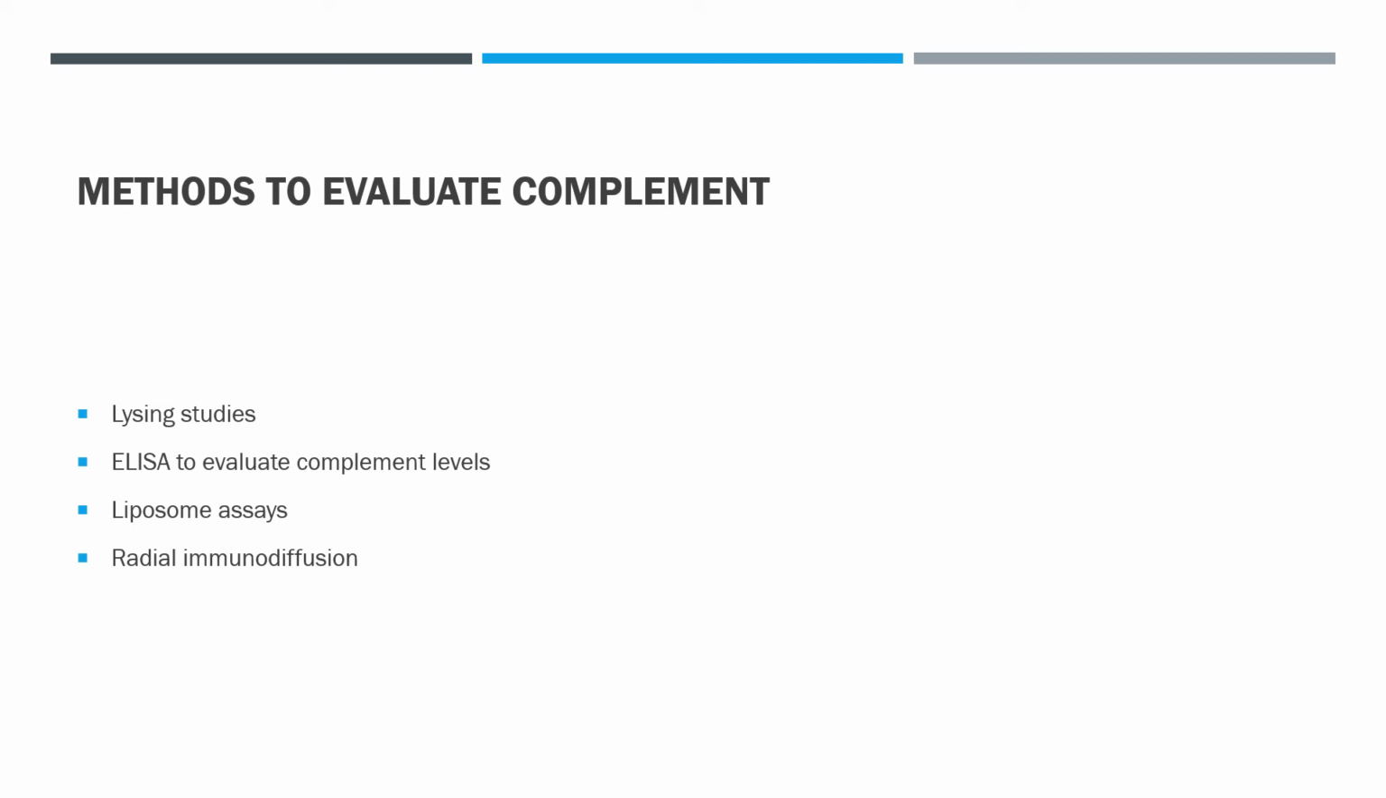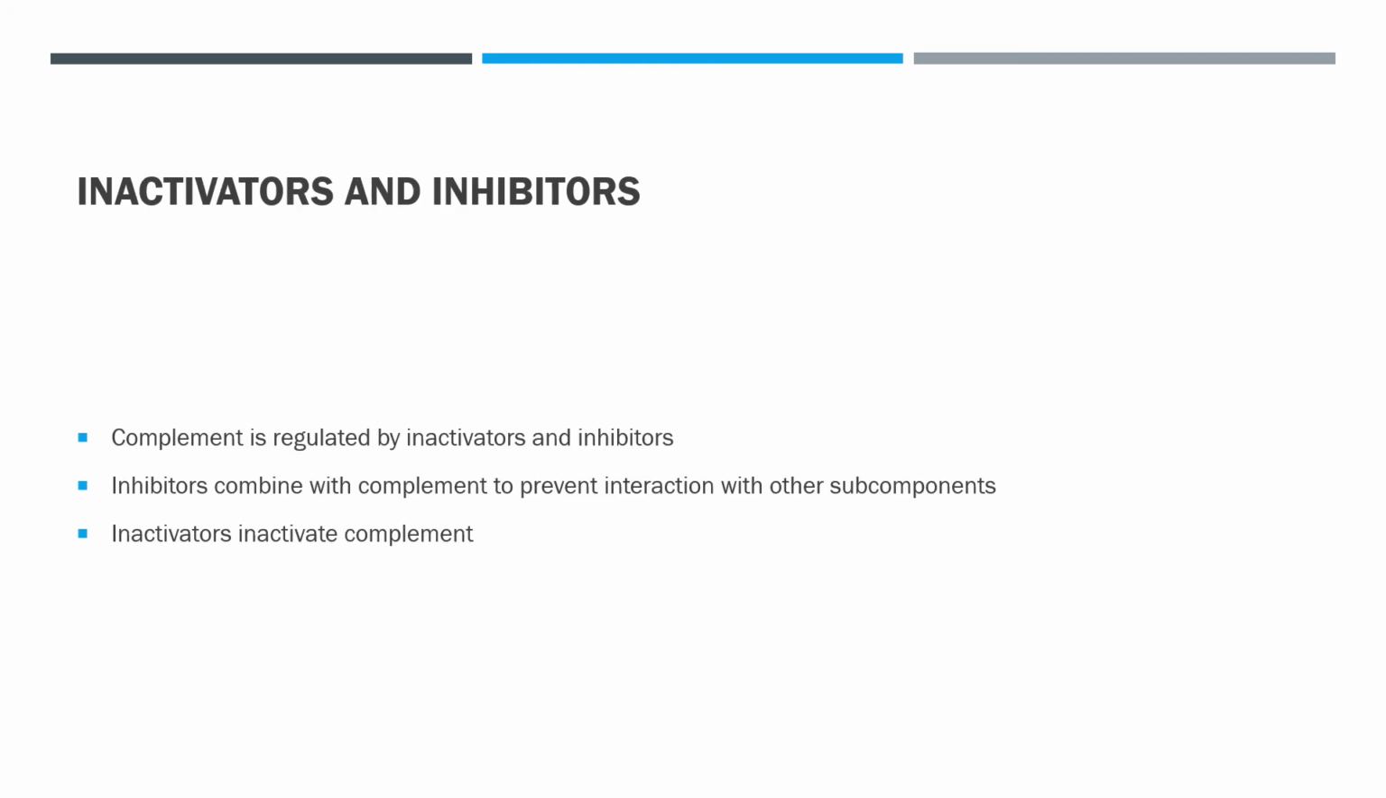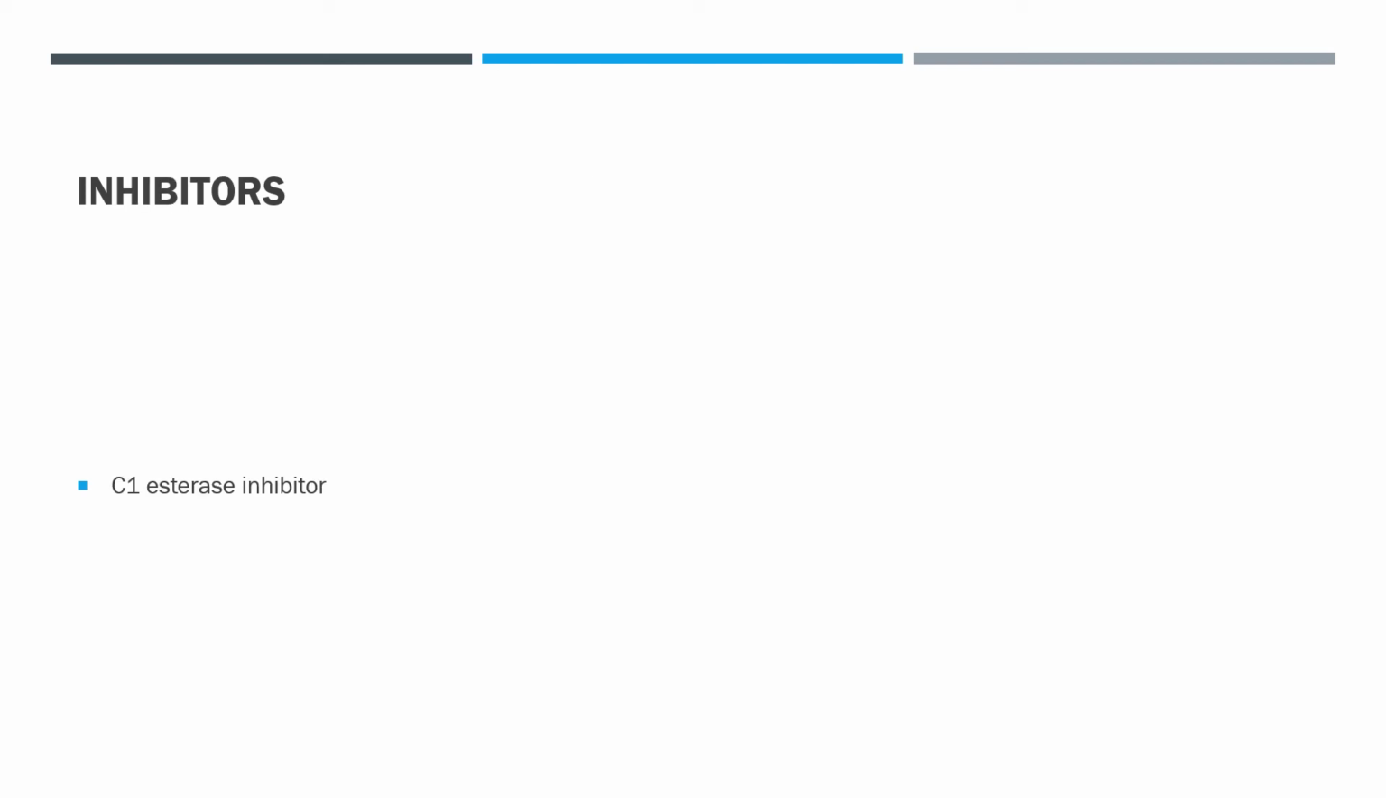Complement is regulated by either inactivators or inhibitors. Inactivators are usually enzymes that destroy the primary structure of complement components, while inhibitors combine with complement components in ways that prevent their further interaction with other intermediates of the cascade. They prevent interaction with other subcomponents. Bad things start to happen to the body if complement is rarely activated or constantly being activated.